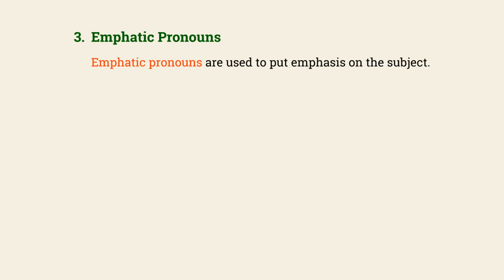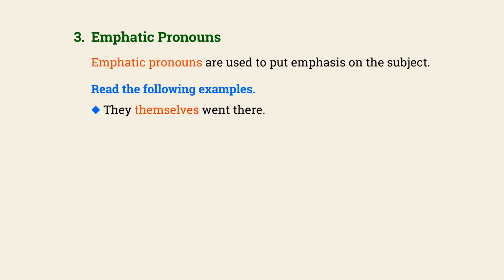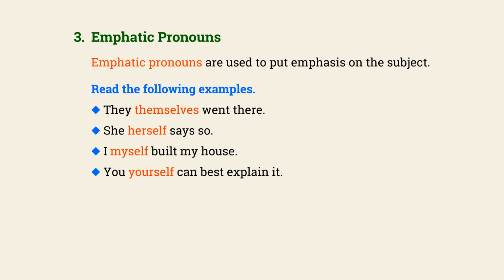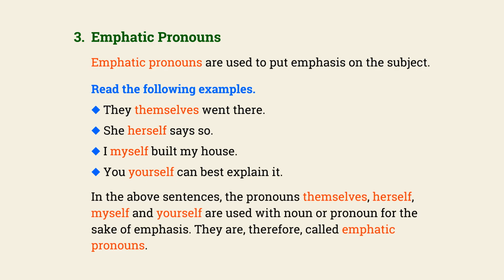Emphatic pronouns. Emphatic pronouns are used to put emphasis on the subject. Read the following examples. They themselves went there. She herself says so. I myself built my house. You yourself can best explain it. In the above sentences, the pronouns themselves, herself, myself and yourself are used with noun or pronoun for the sake of emphasis. They are therefore called emphatic pronouns.